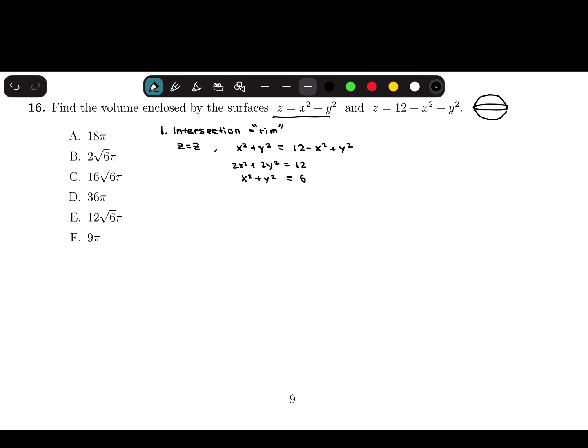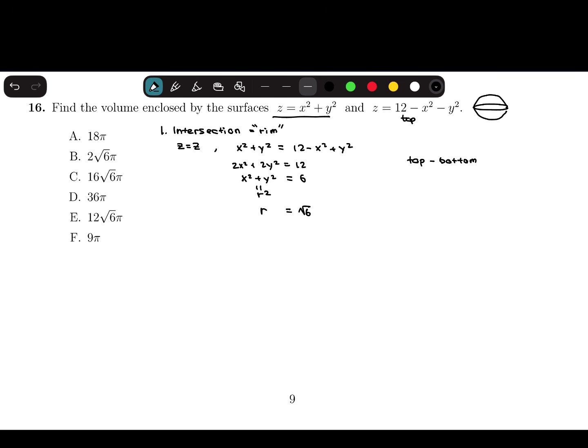So, since we know that x squared plus y squared is equal to r squared, we also now know that r is equal to the square root of 6. Okay, so how do we find the height difference? Well, now in order to find the height difference, we subtract the top. Remember, this is our top. We subtract top minus bottom.